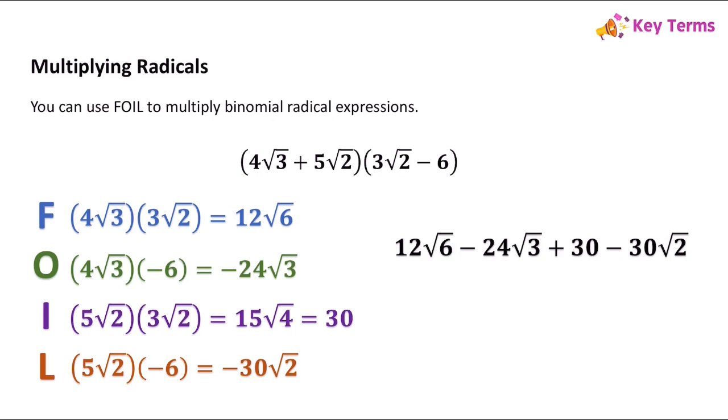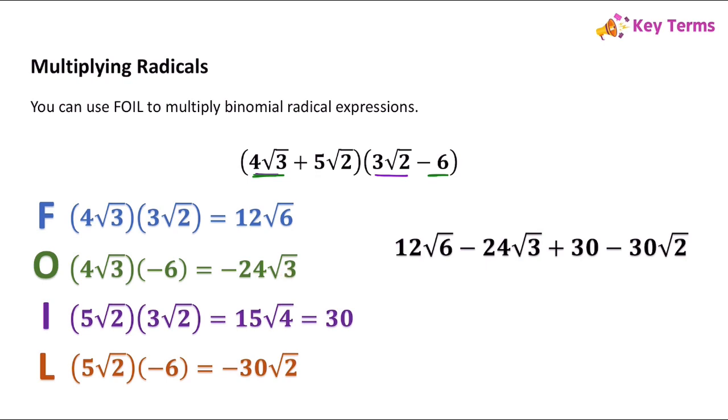So you just treat these radicals like terms. You do 4 square root of 3 times 3 square root of 2, right? And that's how we get our first expression. So we do 4 times 3, which is 12, and then square root of 3 times 2, which is 6. Then we do the outside terms. The outside terms will be 4 square root of 3 and minus 6. When we multiply these together, we do 4 times negative 6, which is negative 24, and then that square root of 3 just stays as it is.